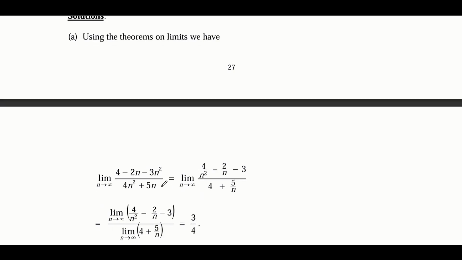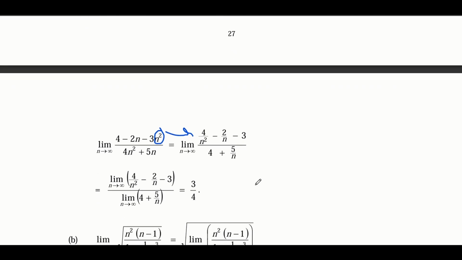But I realize that when you do only n, it won't work because the highest power in the numerator is n squared. So it has to be n squared for the numerator, n squared for the denominator. And now when you do that, this is what you see. So 4n squared divided by n squared will give you 4, 2n divided by n squared will give you 2 over n, then minus 3n squared over n squared will give you minus 3. Yes, and that follows. Now you do the same thing for the denominator.